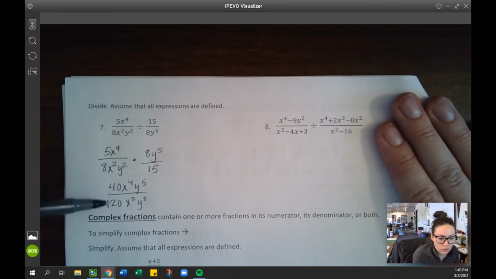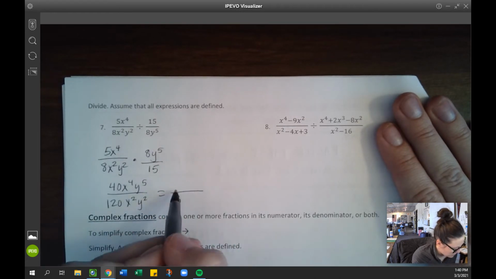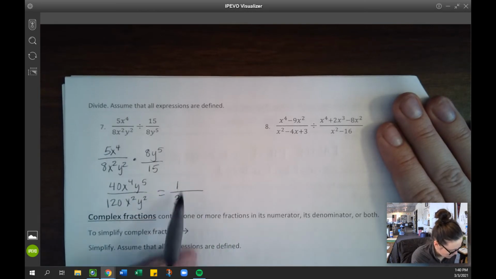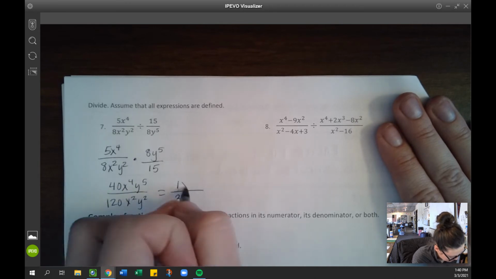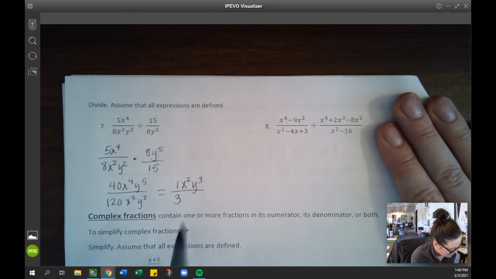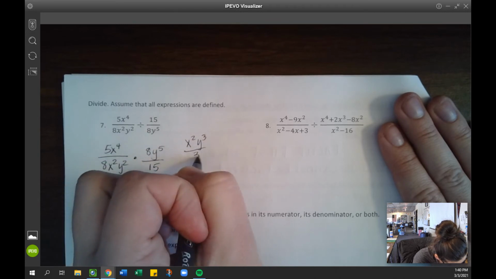Okay, 40 over 120 is the same thing as 4/12, which is 1/3. So I'm just going to have a 3 on the bottom. I could put a 1 here, which I will, I guess. 1/3. Then I look at my x's. More x's on the top and more y's on the top. I'm just going to rewrite this because it bothers me if it's not in the center. So this is really just x squared y cubed over 3.